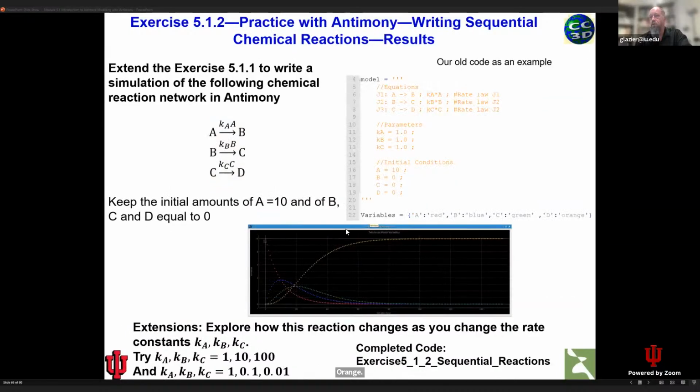Let me show you code that works. J1: A goes to B; Ka times A. J2: B goes to C; Kb times B. J3: C goes to D; Kc times C. Ka equals 1, Kb equals 1, Kc equals 1. A equals 10, B 0, C 0, D 0. A colon red, B colon blue, C colon green, D colon orange.